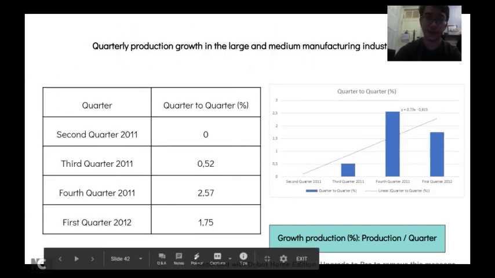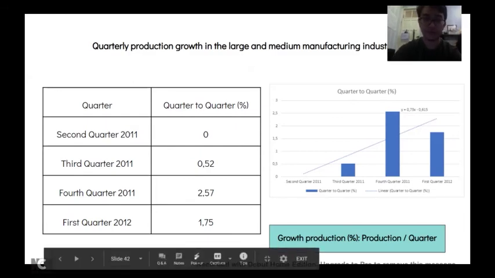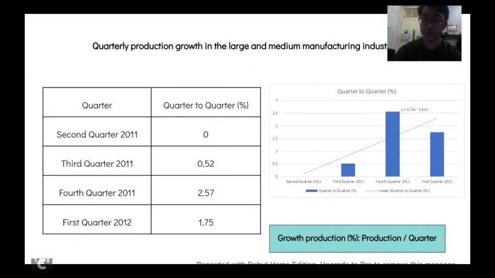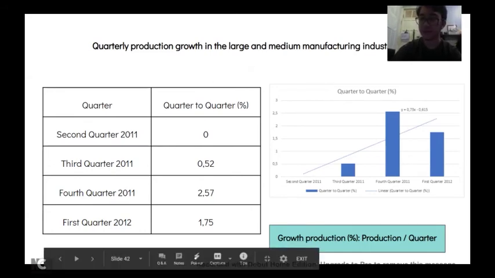As for the quarterly production growth in the large and medium manufacturing industry, from the second quarter of 2011 to the fourth quarter of 2011, there is a significant increase, but unfortunately there is a decrease from the fourth quarter of 2011 to the first quarter of 2012. The decrease is about 0.82%.